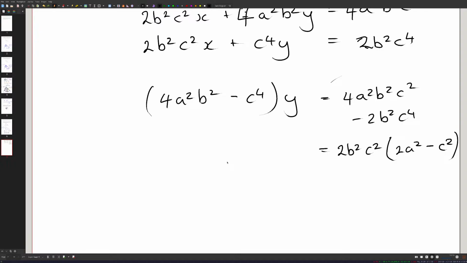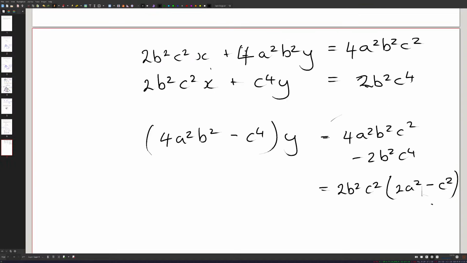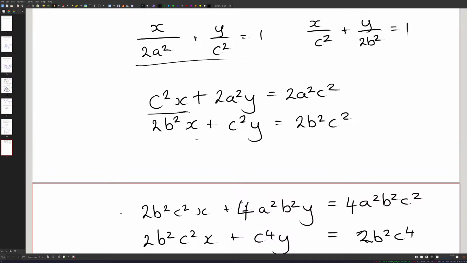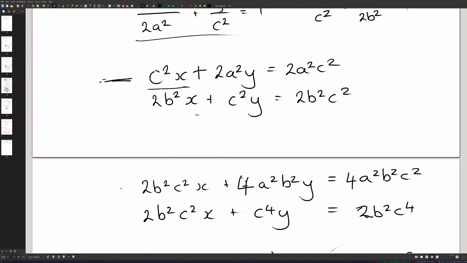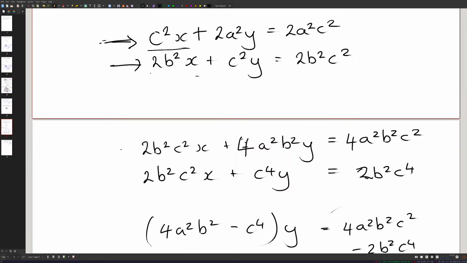That's annoying. If there was a b squared over there as well. Whatever. Okay, sure. This came from taking this and multiplying by 2b squared. Yeah. This came from multiplying this by c squared.